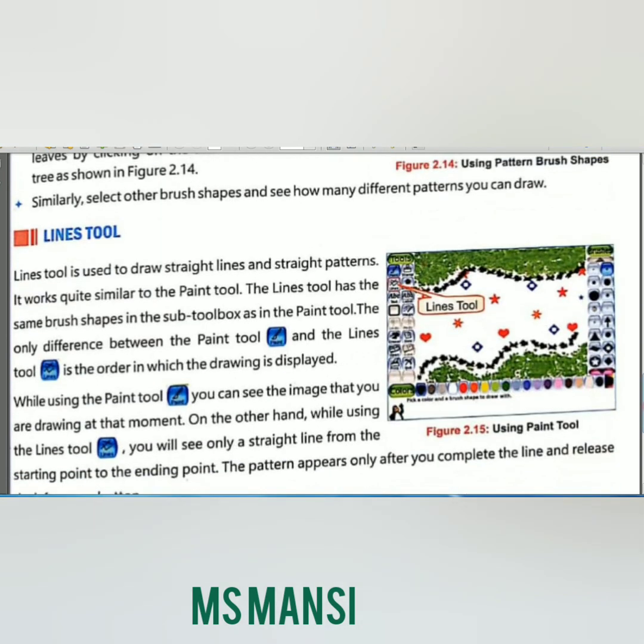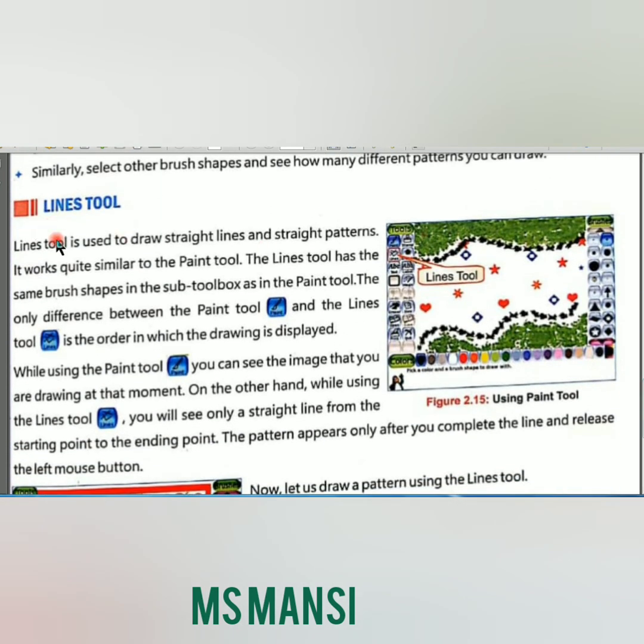Okay, next is line tool. Line tool is used to draw straight lines and straight patterns. If you want to draw straight lines and straight patterns, then you choose the lines tool. It is quite similar to the pen tool. The line tool has the same brush shapes in the sub toolbox as the pen.